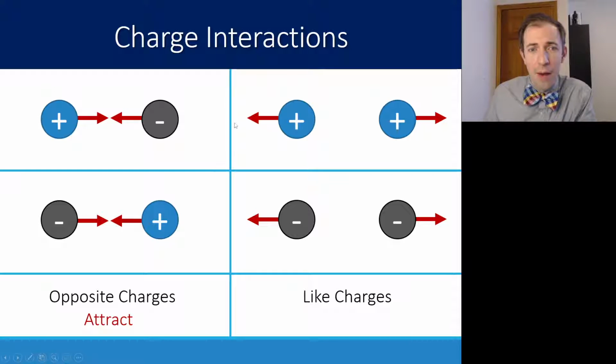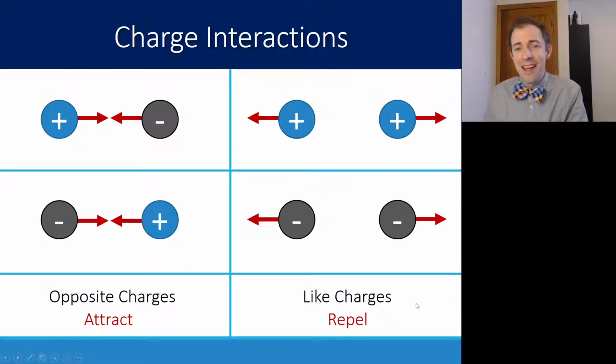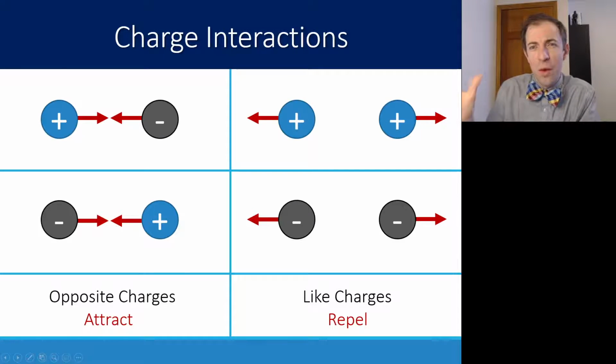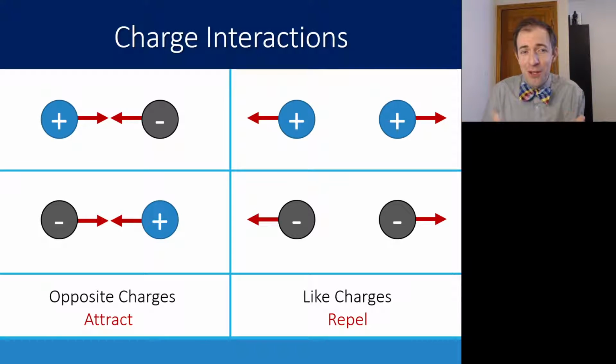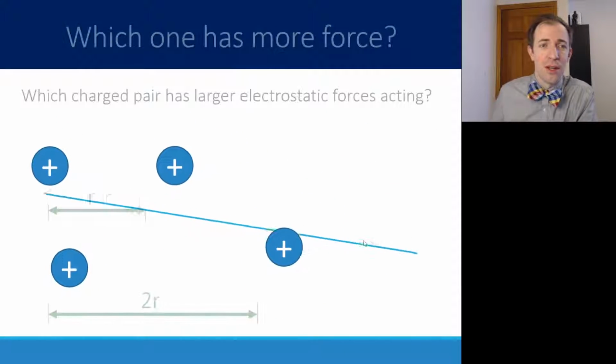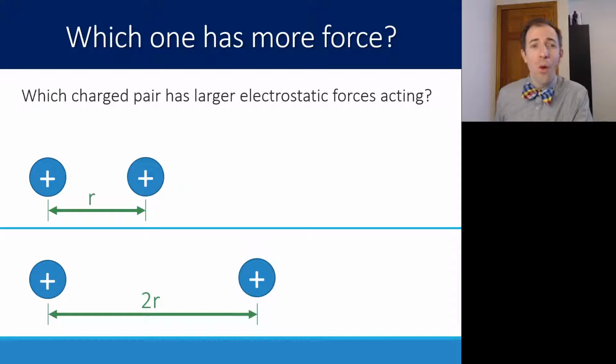Like charges, however, two protons or two electrons, want to repel. We saw that a little bit with the sweater and the balloon. If they were opposite charges, they would attract, and likewise, if they were negative, they would repel, pushing away from each other. Well, we can quantify this, and we're going to start doing that a little bit more with numbers. But first, let's just look at a couple different properties.